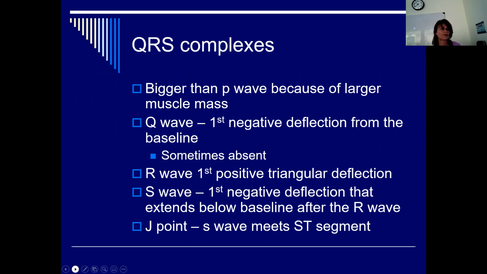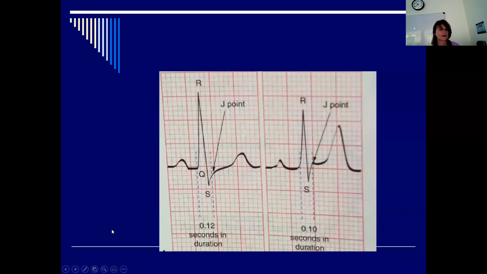Let's look at a picture of the QRS. This picture of the QRS doesn't show any negative deflection from the baseline before we see the R wave. So there's no Q wave here, no Q wave here. Some of your strips had Q waves last week when we were looking at them.